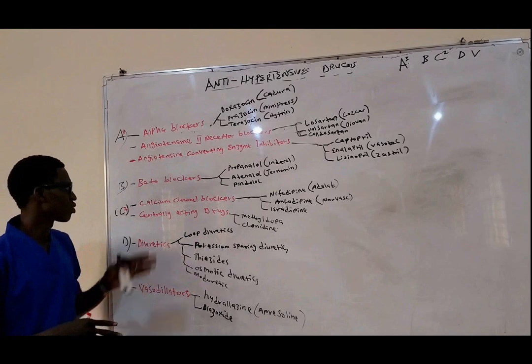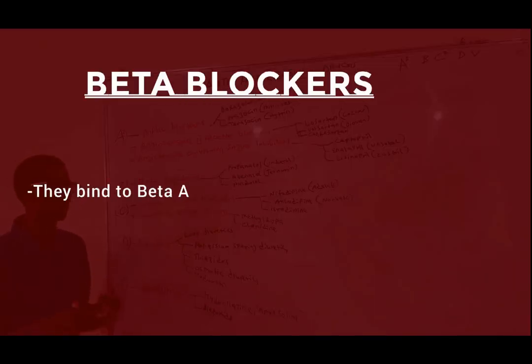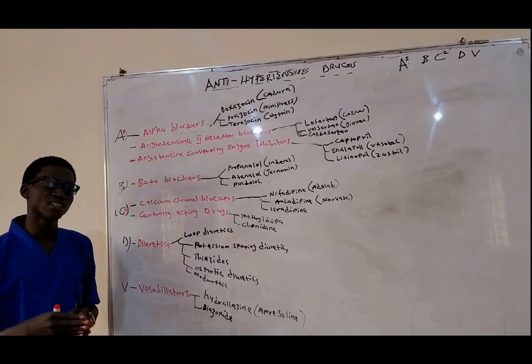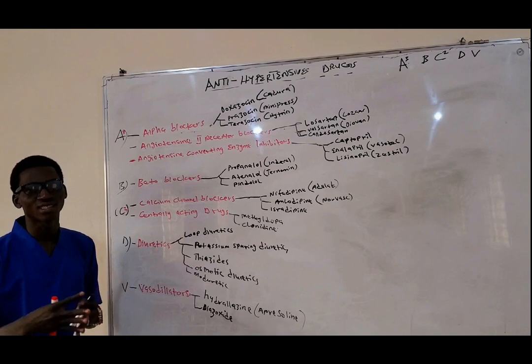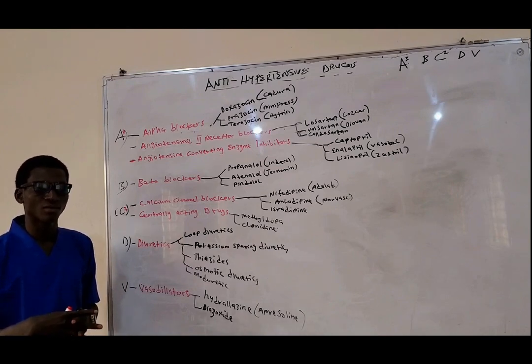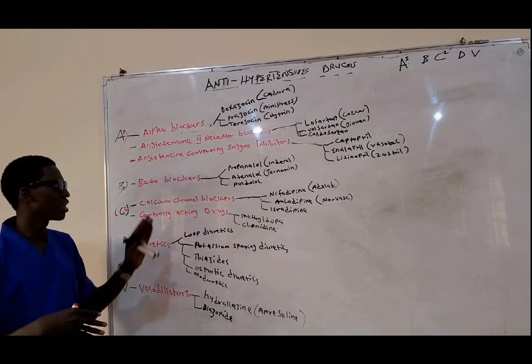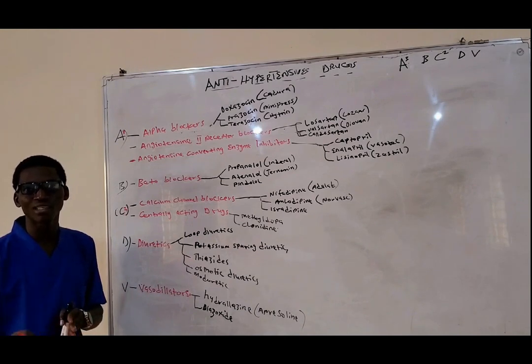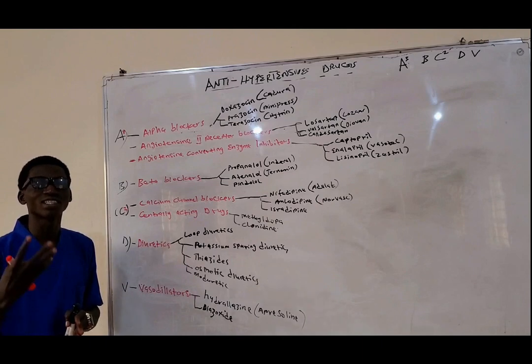Then the B is known as the beta blockers. The beta blockers are also a group of antihypertensive drugs. By the time you administer it, they go directly to the beta adrenergic receptors to bind with it. Beta adrenergic receptors are majorly found within the heart, and what they do there is to increase the heart rate. By the time you administer this drug, they will bind with beta adrenergic receptors, thereby preventing adrenaline from binding. What adrenaline does when it binds to beta adrenergic receptors is to increase the heart rate.